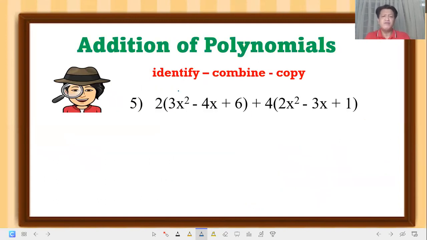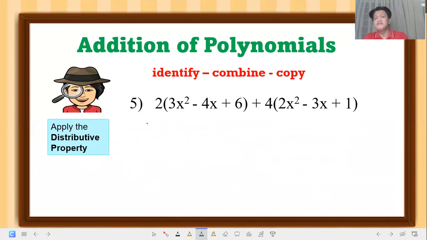Okay, another we have number 5. Paano naman ang given natin ay polynomial pero meron siyang constant term doon sa labas ng parenthesis. So ganun pa rin no, yung step natin. But before you apply the identify, combine, and copy, meron tayong i-apply dyan. Tinatawag itong distributive property. Remember, when we say distributive property, you are going to share the monomial or yung one term natin na nasa labas ng parenthesis doon sa bawat term sa loob ng parenthesis by multiplication.